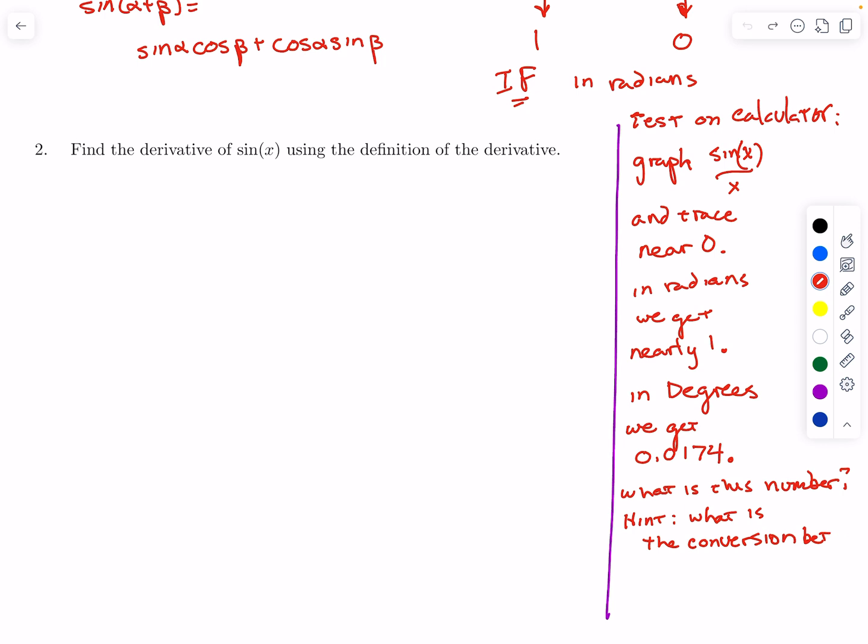Being better. Okay, for those of you who listen, I will tell you, to get from degrees to radians, you multiply by pi over 180. I wonder what that is in decimal form. Okay. Definition of the derivative. Every time we take a new kind of function, we got to go back to this definition.